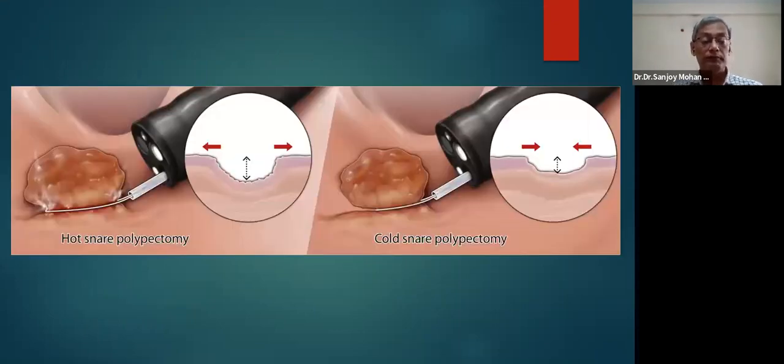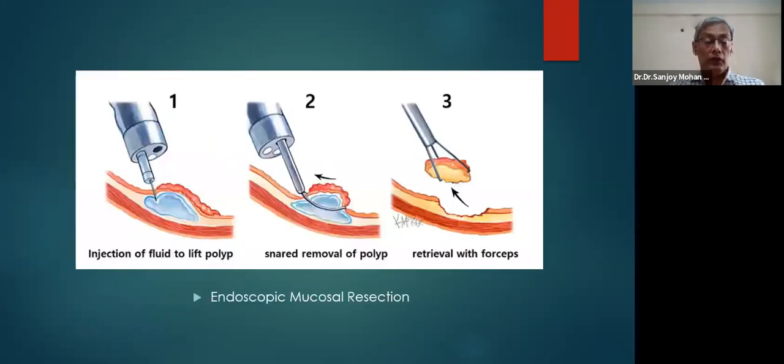This is the hot snare polypectomy, and another one on the right side is the cold snare polypectomy. We can excise in that way. This is for endoscopic mucosal resection, for the sessile polyp. We inject into the submucosal level normal saline along with adrenaline and some coloring agent. What is the advantage of putting coloring agent and adrenaline? The adrenaline will cause vasoconstriction, and the coloring fluid will show whether we have excised the entire polyp or not.